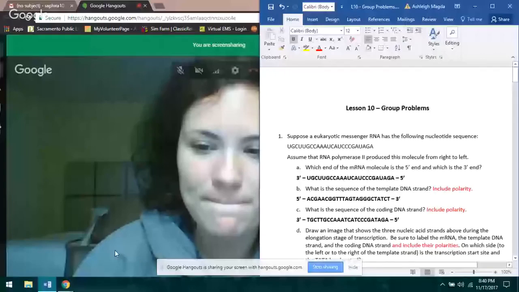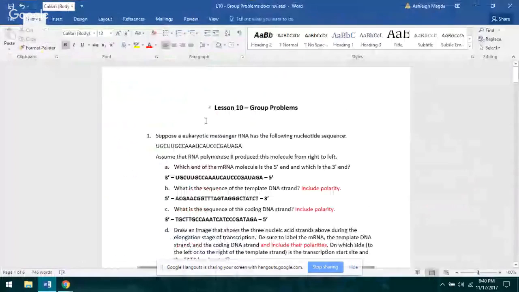All right, so I'm going to be the one taking question 1. So question 1, suppose a eukaryotic messenger RNA has the following nucleotide sequence. Question A is asking which end of the mRNA molecule is the 5' end and which is the 3' end. So I just put them, as you can see right here. It's just the same thing. I just put the 3' end on the left and the 5' end on the right.